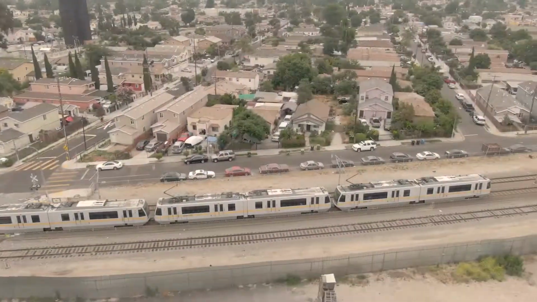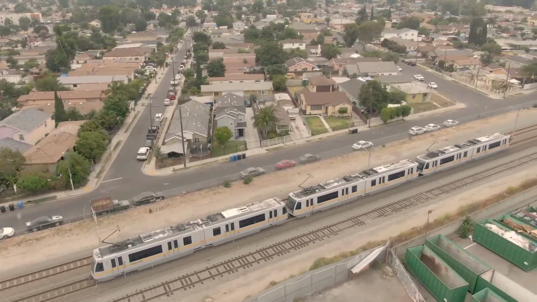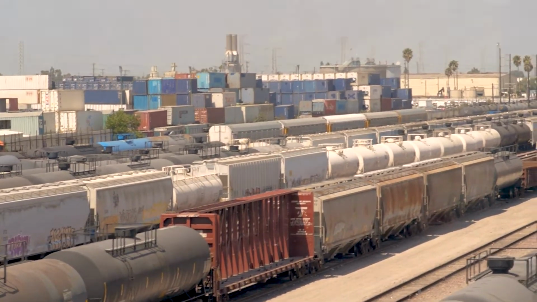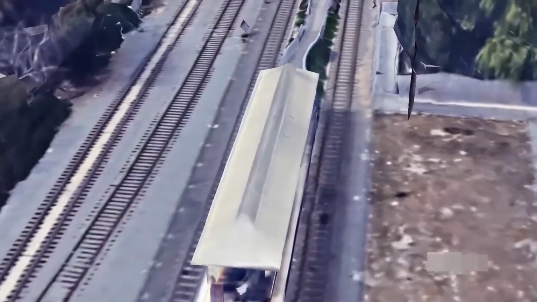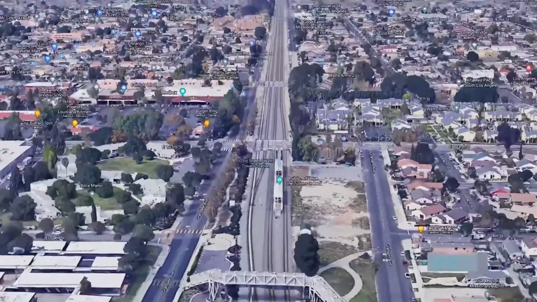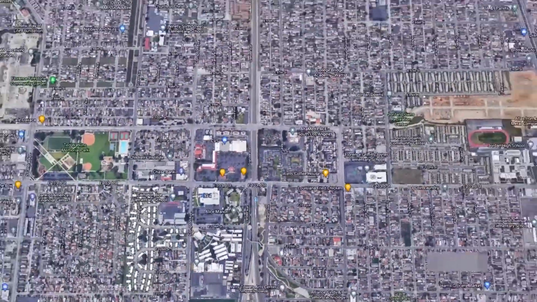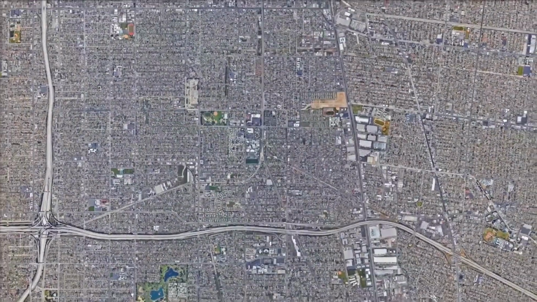Watts is a crucial community for the entire transit system of the city and county of Los Angeles. All major train lines meet in Watts. All major bus lines go through or near Watts. It is the most centrally located part of Los Angeles. It is 15 minutes away from the airport, 15 minutes away from the port, 15 minutes away from downtown, and 15 minutes away from the border of Orange County.